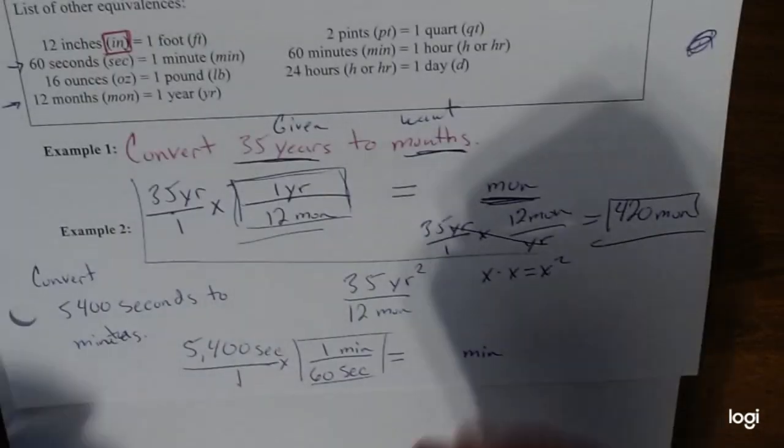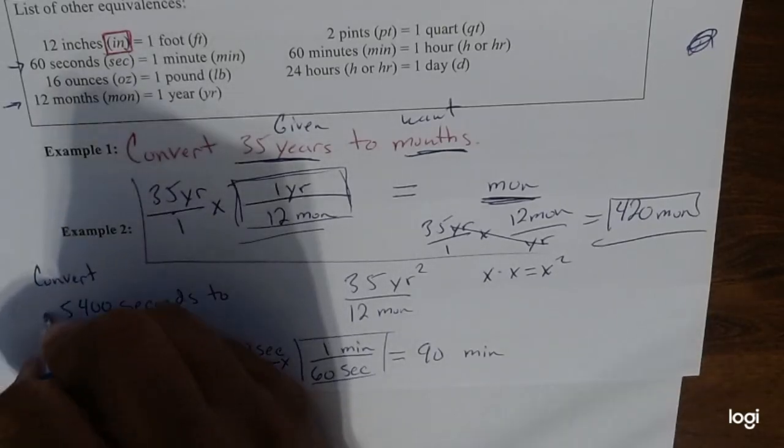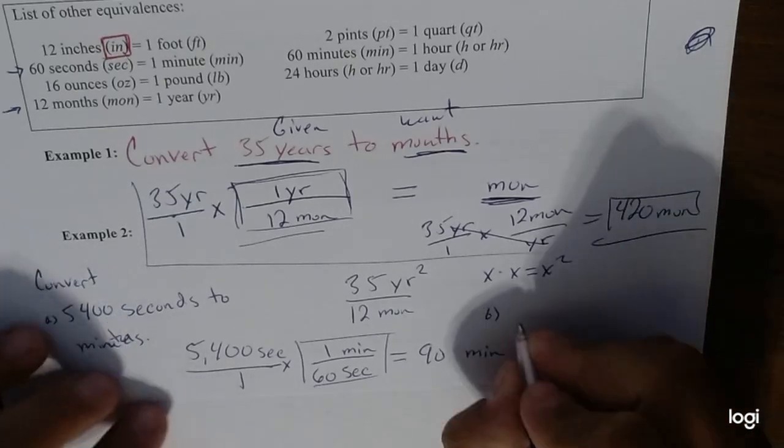So this gives us 90 minutes. All right, so just say we have a part B question to this. What if now we want to go a little farther? So let's say this is part A, and then part B now says, what if I want to go from minutes to hours?